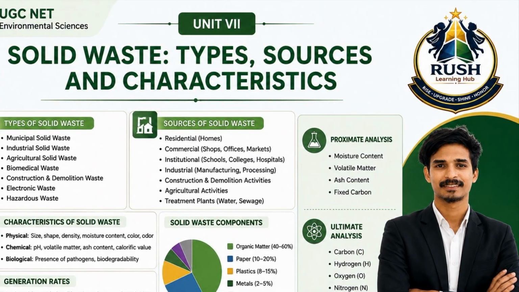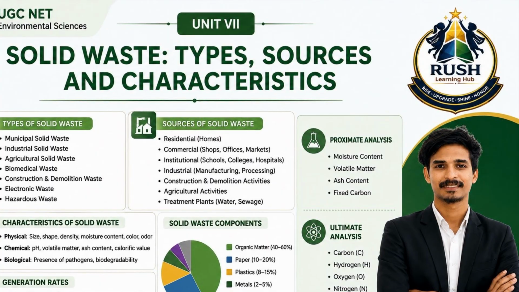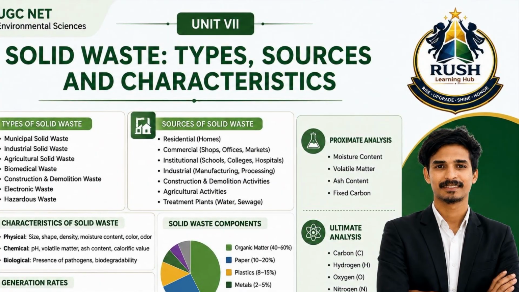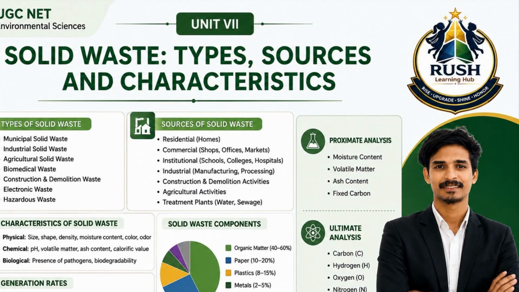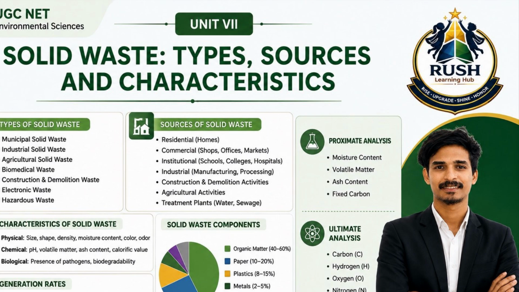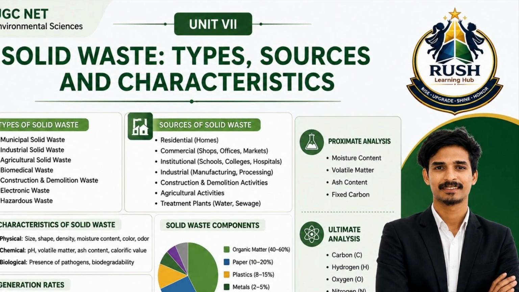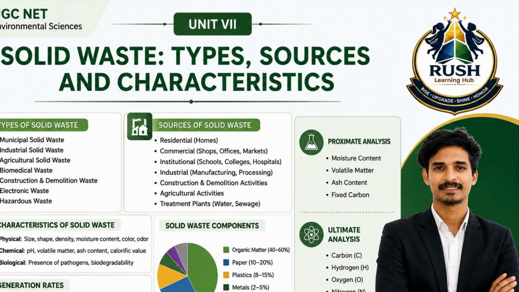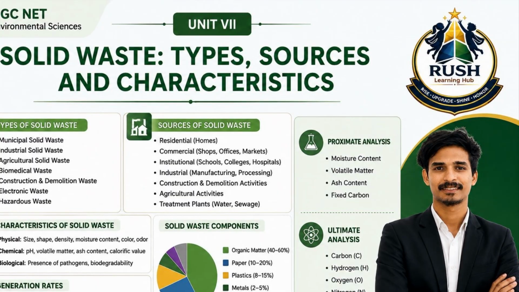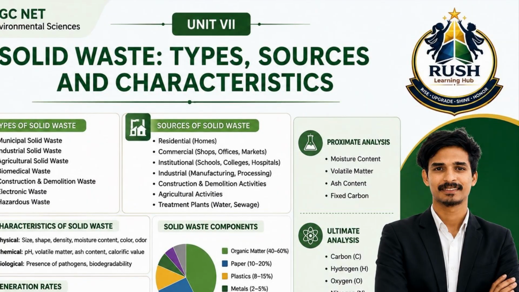The third type is agricultural waste. Agricultural waste is produced from farming activities and includes crop residues, straw, husk, bagasse, animal manure, fruit and vegetable waste, and pesticide containers. Many agricultural wastes can be converted into compost, biogas, or biofuels, making them valuable renewable resources.